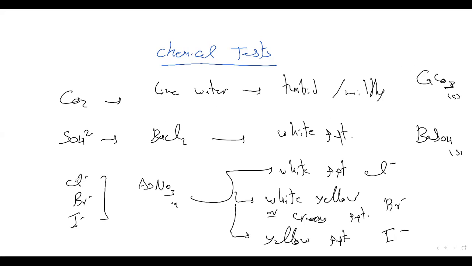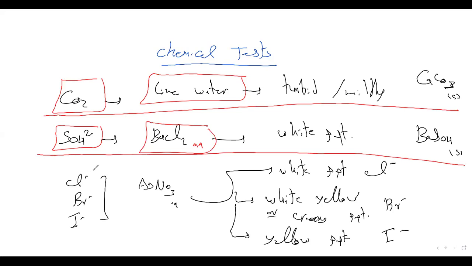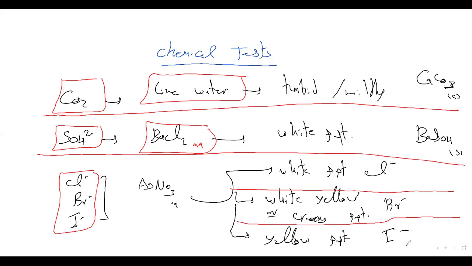So in chemical tests, for carbon dioxide passing through lime water, it would be turbid or murky or cloudy due to the formation of calcium carbonate. Test of sulfate: by adding aqueous barium chloride, white precipitate is formed due to the formation of barium sulfate. Chloride, bromide, iodide, halides, by adding aqueous silver nitrate: white precipitate, this is chloride. White, yellow, or creamy precipitate, this is bromide. Yellow precipitate, this is iodide.